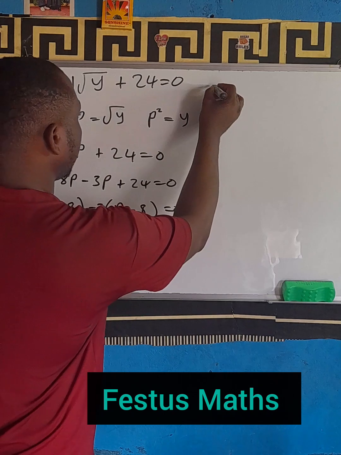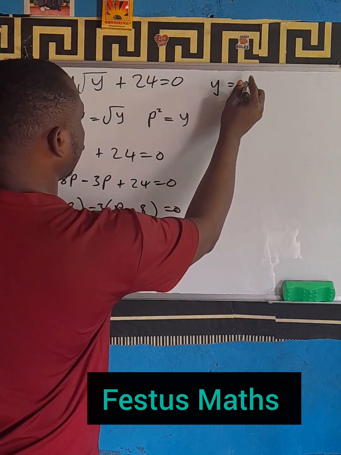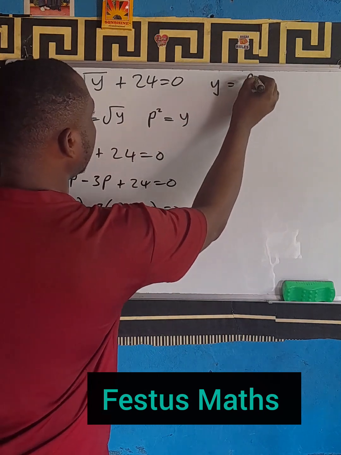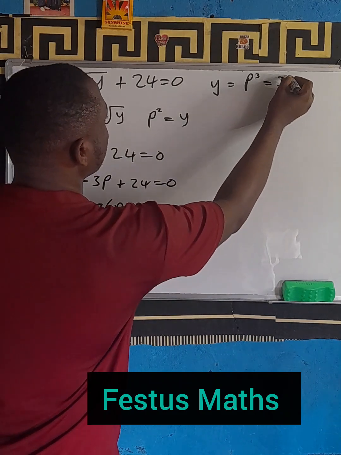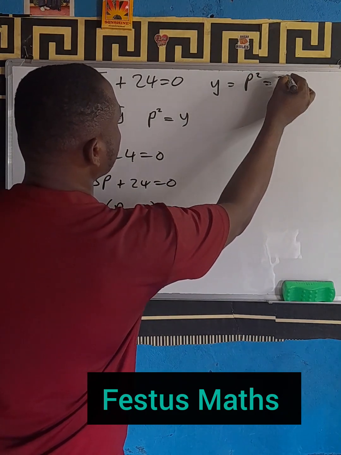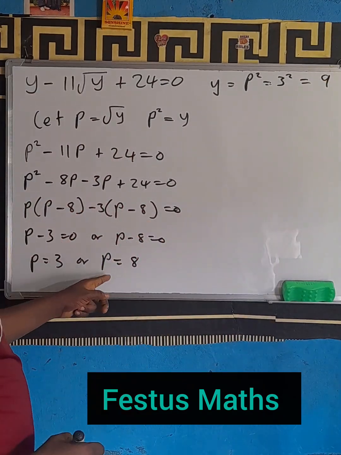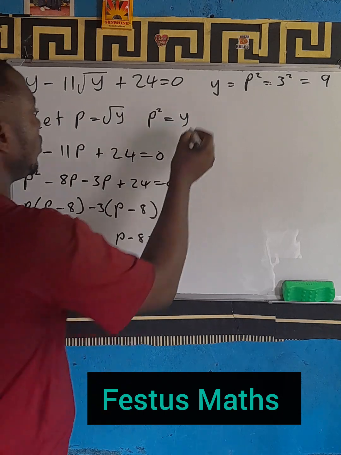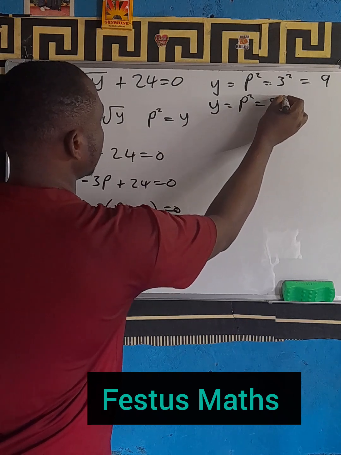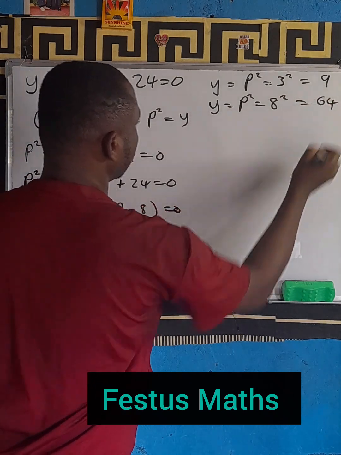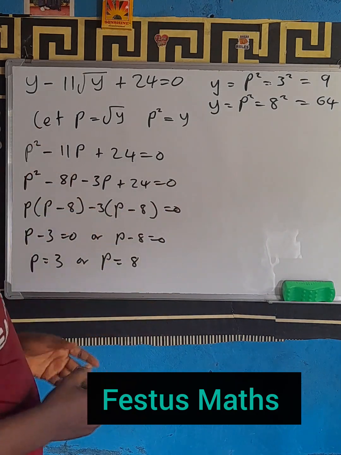So if we square 3, Y is equal to P squared, and the value of P is 3. So Y now is equal to 9. At the second instance, we have a value of P to be 8. So Y is equal to P squared, 8 squared is equal to 64. So this is a wonderful solution to this our equation.